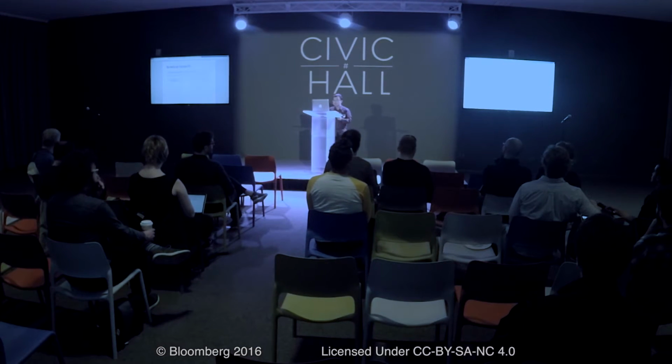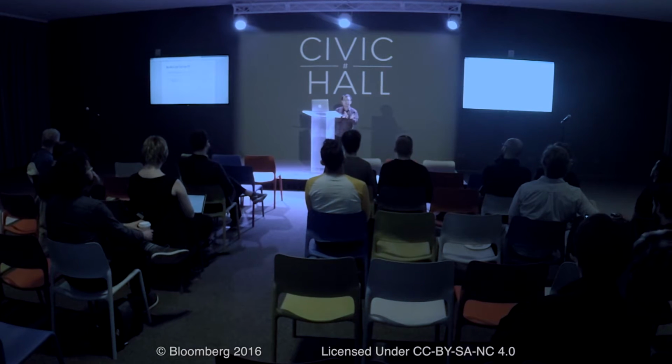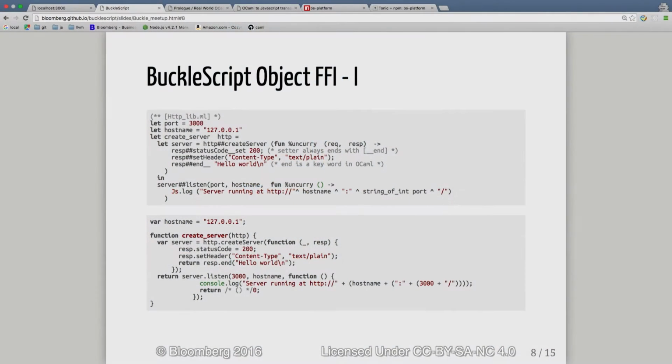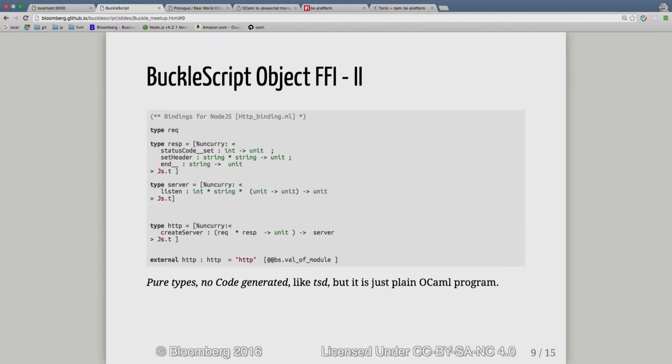Cool. So this is for the simple FFI, for the simple function. But for the complex scenario, you want to have objects. So here I give you an example. If we want to write an HTTP server using Node.js, so we want to write a binding to the Node.js core API, the HTTP object. So we want to define the types for the HTTP object, especially for this function, create server, right?